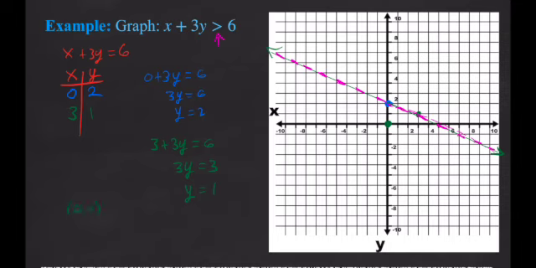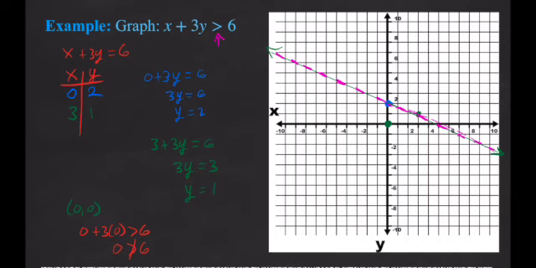If we choose 0, 0, this would be 0 plus 3 times 0 is bigger than 6. 0 times 3 is 0. 0 plus 0 is 0. So is 0 bigger than 6? No, it's not. Because that did not work in our inequality, we know automatically that that side of the graph will not have any solutions. So we shade the opposite direction.